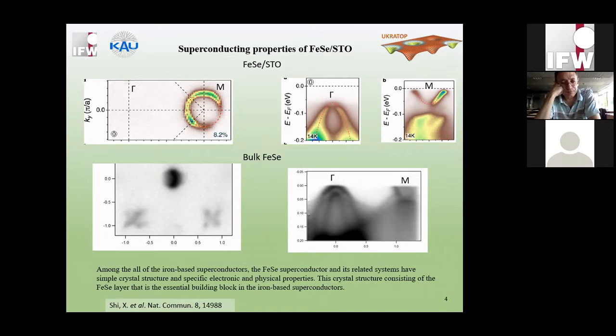We want to understand the difference between superconductivity in bulk and in the thin film. For example, why does a pocket disappear at the gamma point and appear only at the M point?